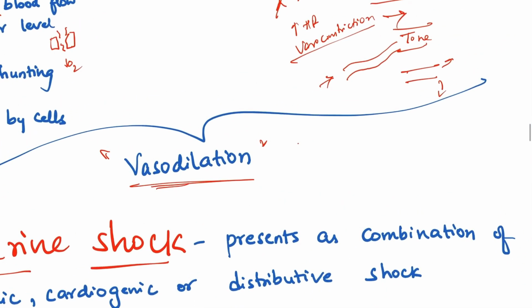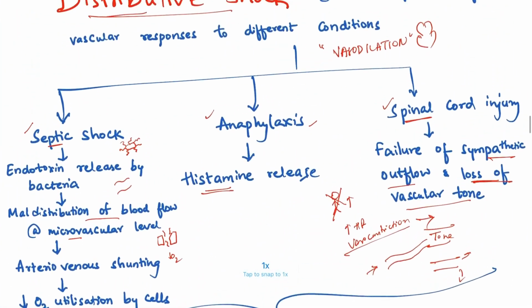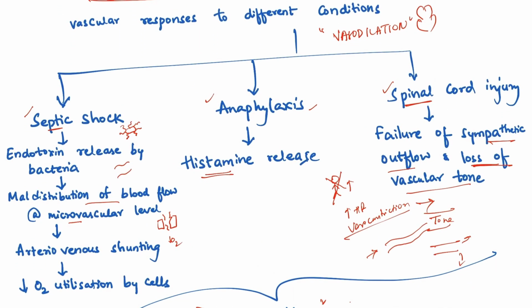When there is a decrease or loss of tone, the vessel will stop contracting and it will relax. This will cause vasodilation. So have you understood why I am telling all this? In septic shock, vasodilation is due to AV shunting at the cellular level. In anaphylaxis, it is histamine release. So we have to give treatment accordingly.